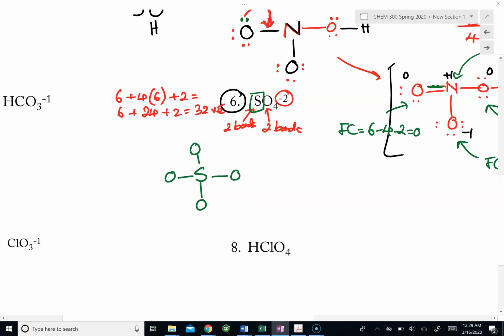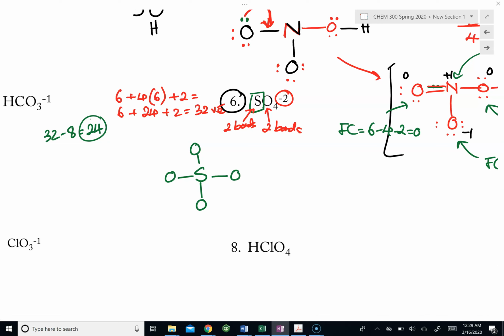So that is our skeletal structure. And now we have 32 valence electrons at the beginning, and we are using up 8 electrons as we draw this skeletal structure. So that gives us 24 valence electrons remaining. What are we supposed to do with these 24 remaining valence electrons? The answer: complete the octet for the terminal atoms first.